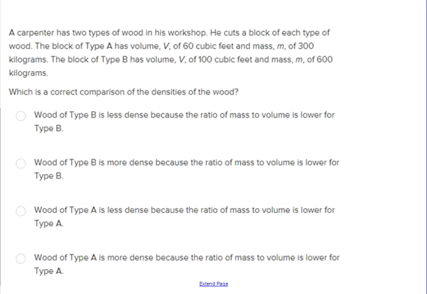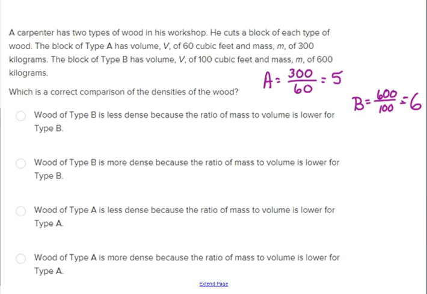Let's find our densities. They give us everything that we need. We don't have any issues with units. Both of them are in cubic feet and both of them are in kilograms, so we'll just leave them that way. So we'll say A equals mass divided by volume. So what does that give us? 5. B equals mass, 600 divided by volume. So that gives us 6.